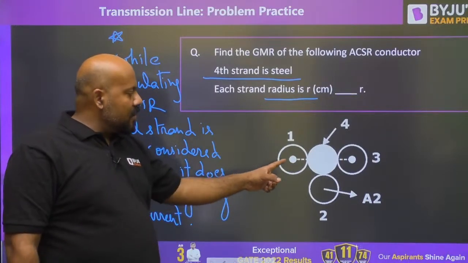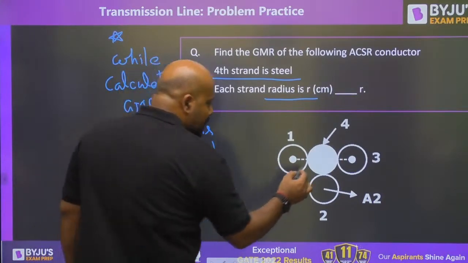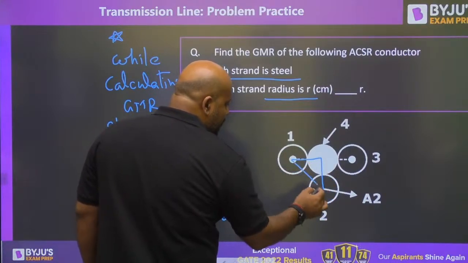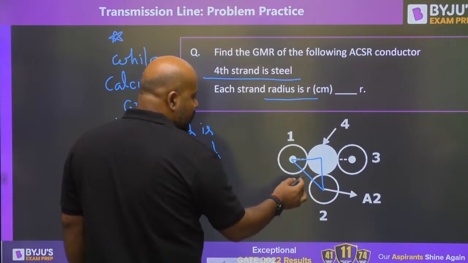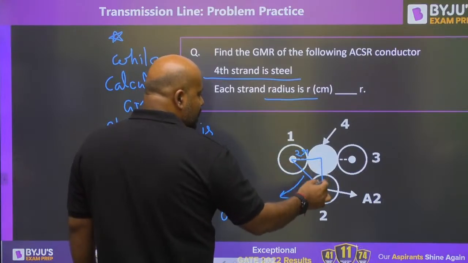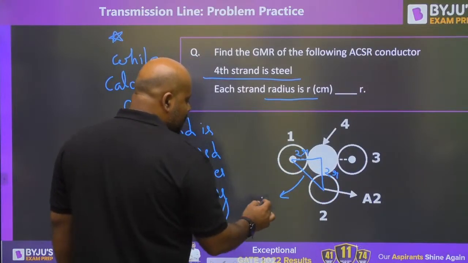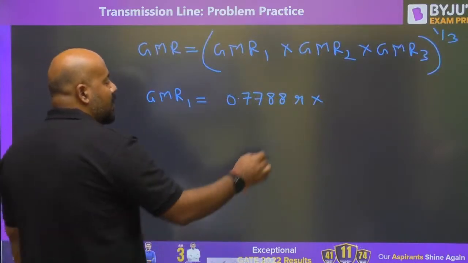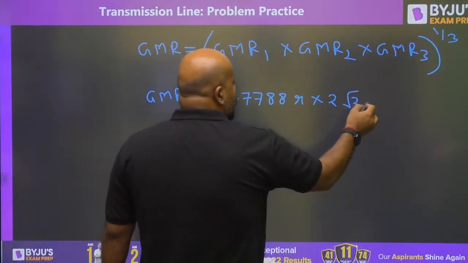So what is the distance between 1 and 2? Can anybody tell me what is the distance between 1 and 2? This distance. See, this distance is 2r. This distance is also 2r. So this distance is going to be 2 root 2r. So this is going to be 2 root 2r.